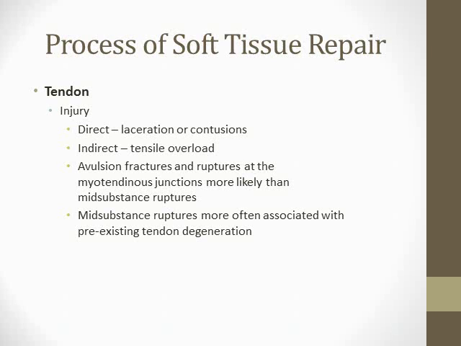Avulsion fractures and then ruptures at the myotendinous junctions are more likely than mid-substance, and I always think about the quad when I think of this, and the patients that I've seen who have ruptured that junction between the distal quadriceps and then the quad tendon versus the quad muscle belly itself. And mid-substance ruptures are more often associated with pre-existing, and that makes me think of those patients who I've treated who've ruptured an Achilles tendon.